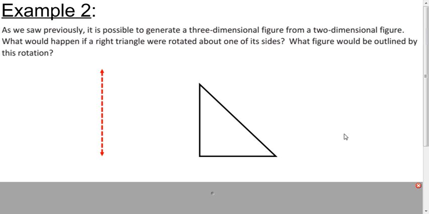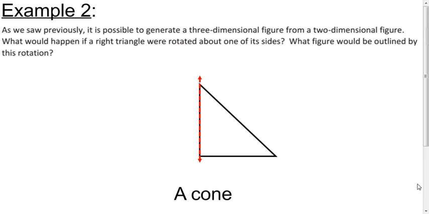Now, like we said before with a rectangle, let's do it with a right triangle. What do we get if we spin it or rotate it around one of its legs? What would we get with this rotation? So let's take this leg, for example. Well, we end up getting a cone in this case.